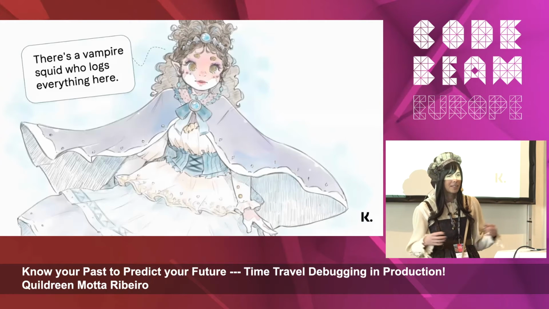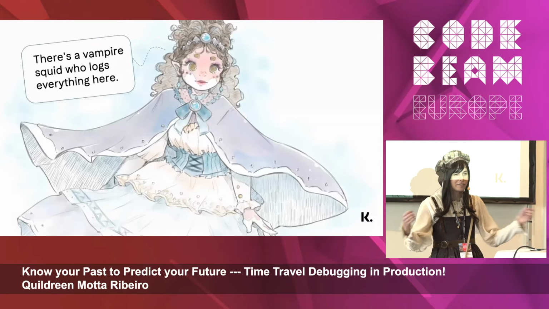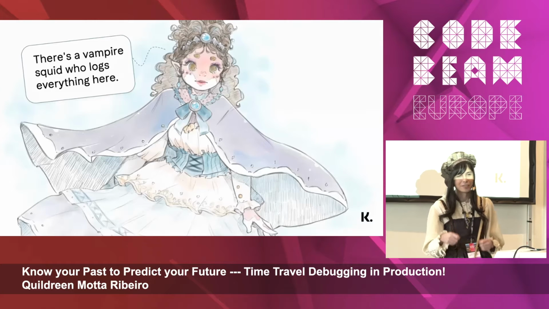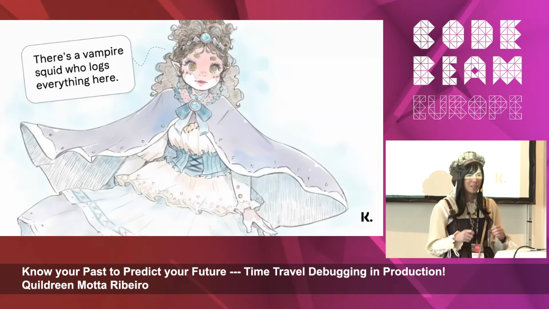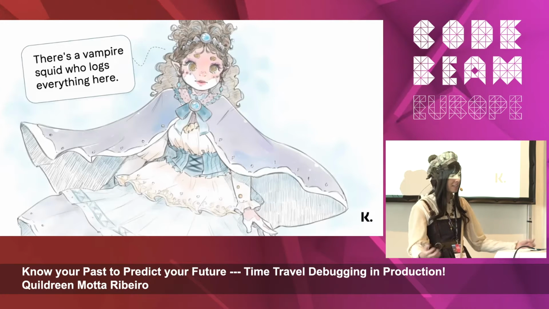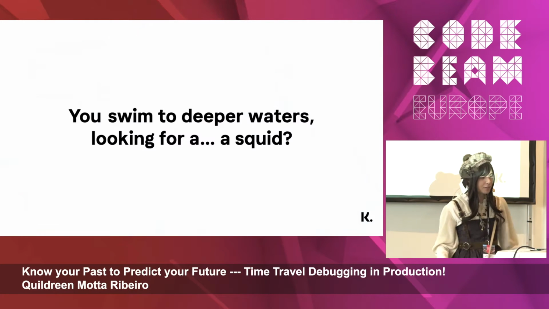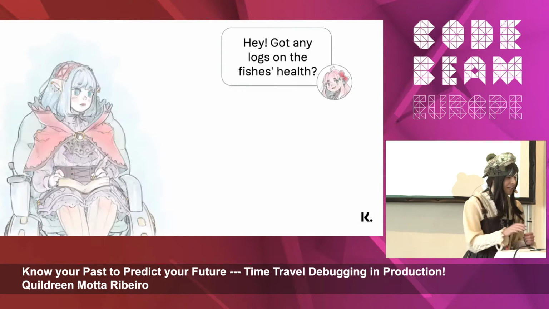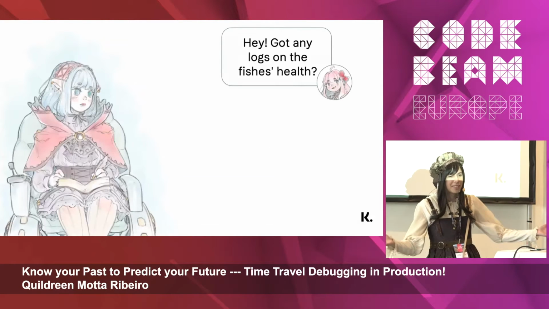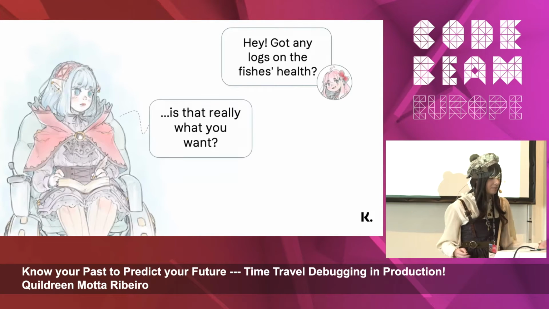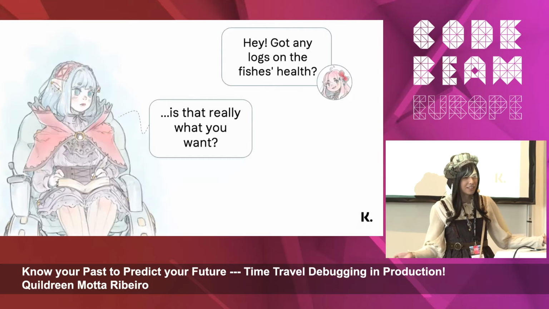But she's like, "But there is a vampire squid who logs everything around here." Logging? You know that. If you could at least take a look at the logs, maybe something would stand out to you, and then you would know where to look. So you swim toward deep waters looking for a squid. You find her, and you're like, "Hey, have you got any logs on the fish's health?" She's like, "Yeah, sure, but do you really want that?"